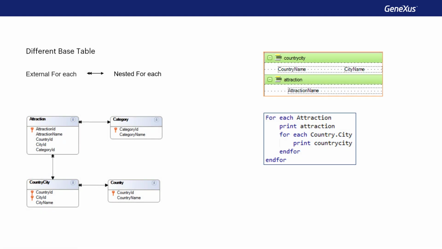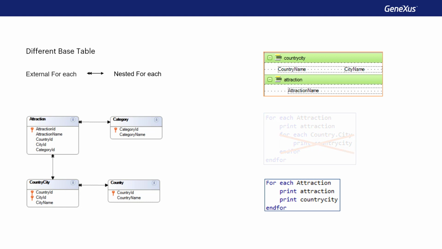Note that here, the second for each command would be unnecessary, because for every attraction selected at a given moment in the external for each command, there's only one related country-city record. So, this would be the same as not writing the second for each command and sending to print the country-city print block that contains country name and city name, which both belong to the attraction extended table.